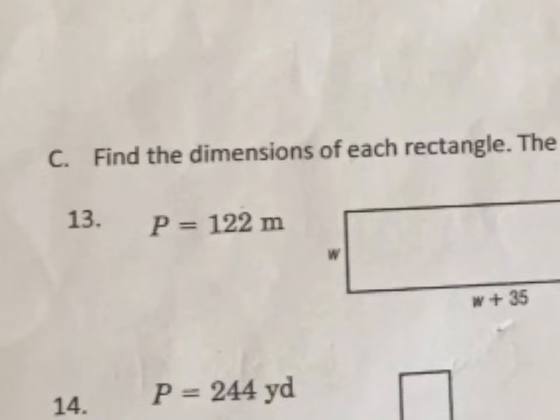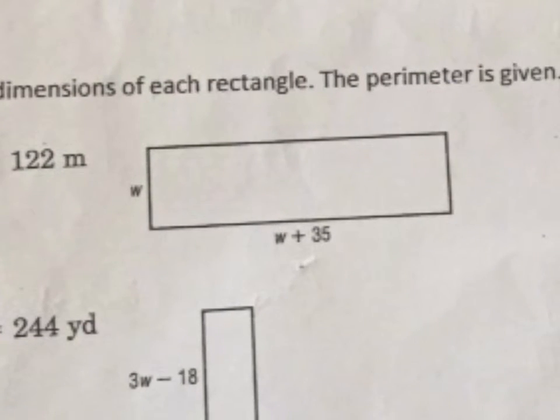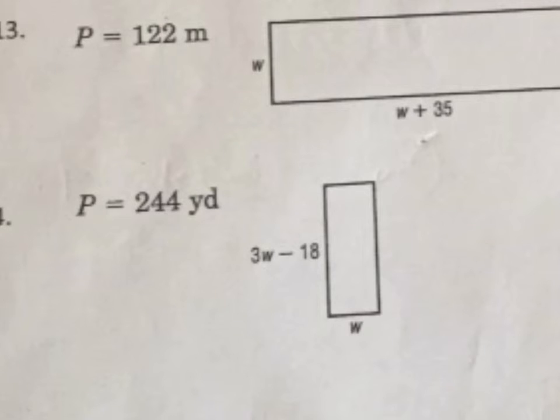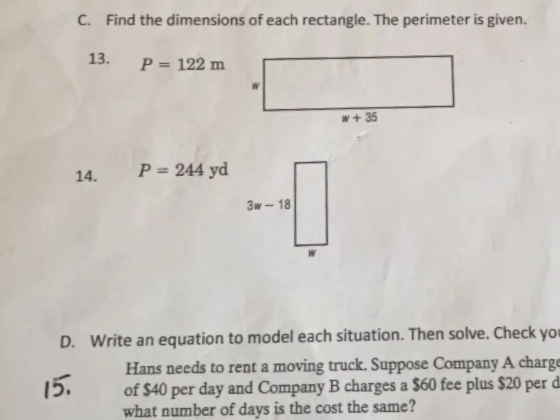All right, find the dimensions of each rectangle, the perimeter is given. Okay, so this is just a question of writing an equation. And what's cool about these equations is you'll have all your variables on one side. It won't be those variables on both sides ones. So remember what the perimeter of a rectangle is. It's all the sides added together.